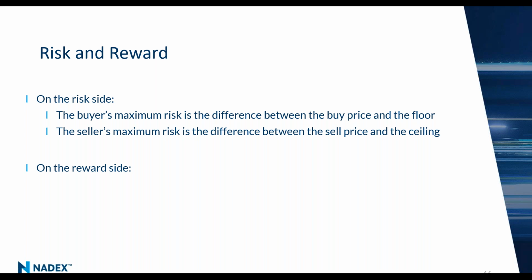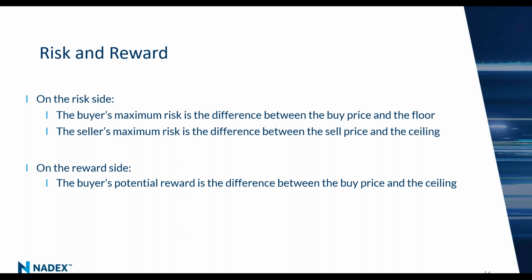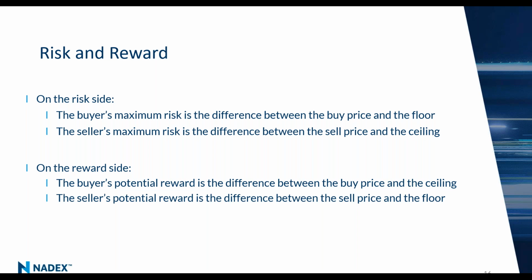On the reward side, let's talk about the fun part too. If you buy, all right, your maximum potential reward is the difference between the ceiling and your buy price. So you buy it and it goes up to the ceiling and you get knocked out at the ceiling. That's your potential maximum reward: the ceiling minus the price that you paid. Now, for the seller, it's the other way around, right? I'm selling it, and my maximum reward is if it goes down and touches the floor. So it'll be the difference between the price that I sold at and the floor.